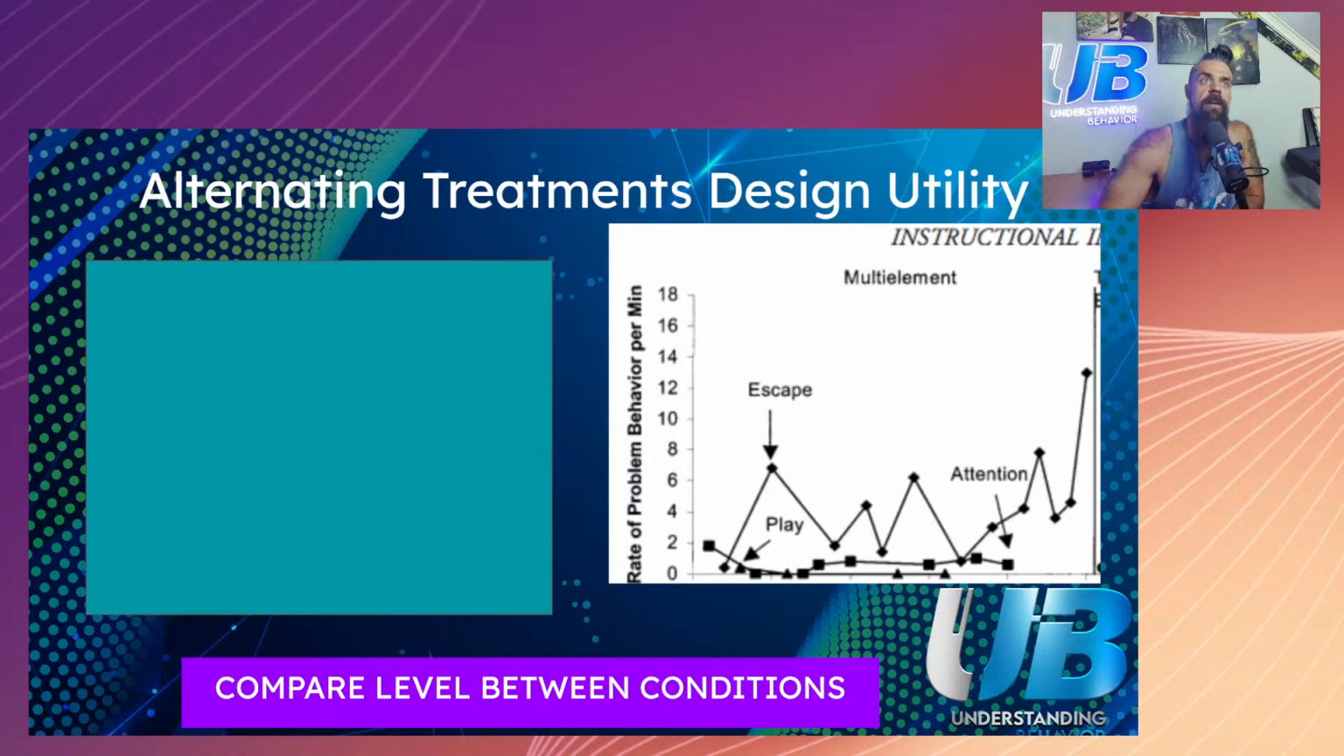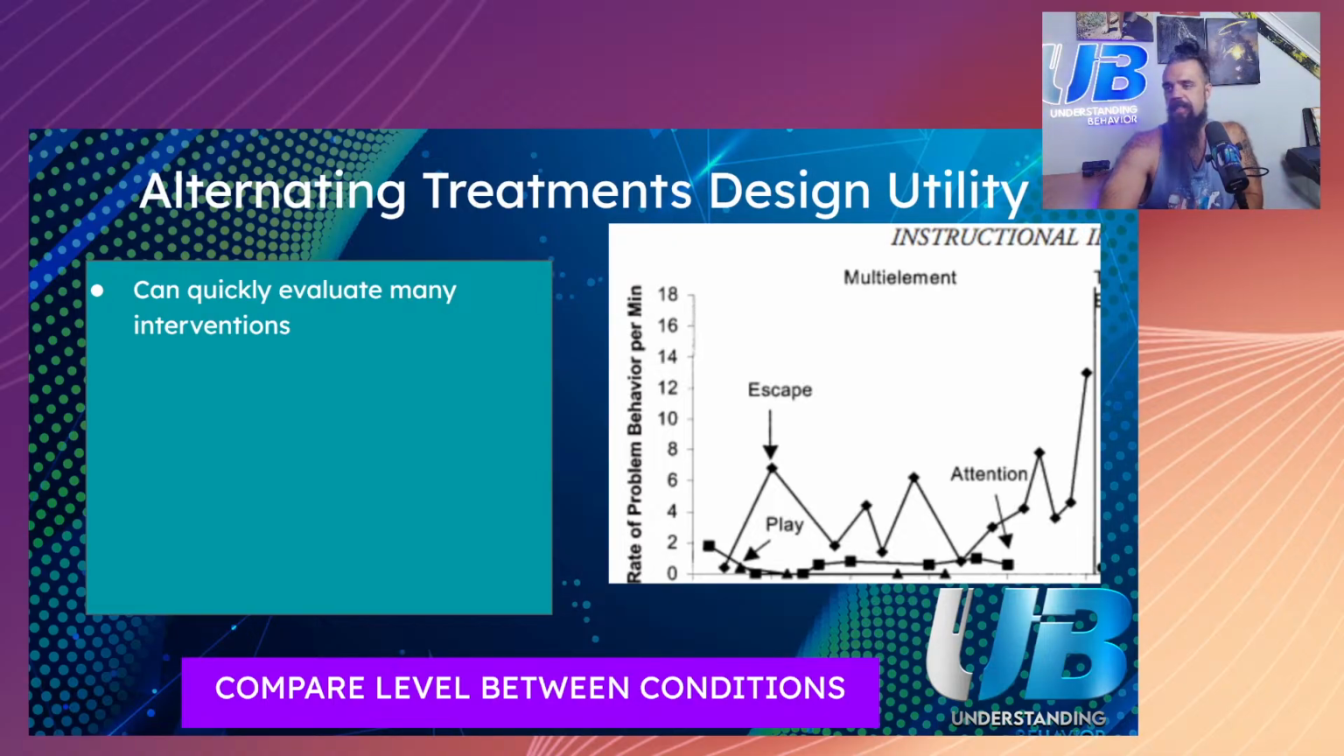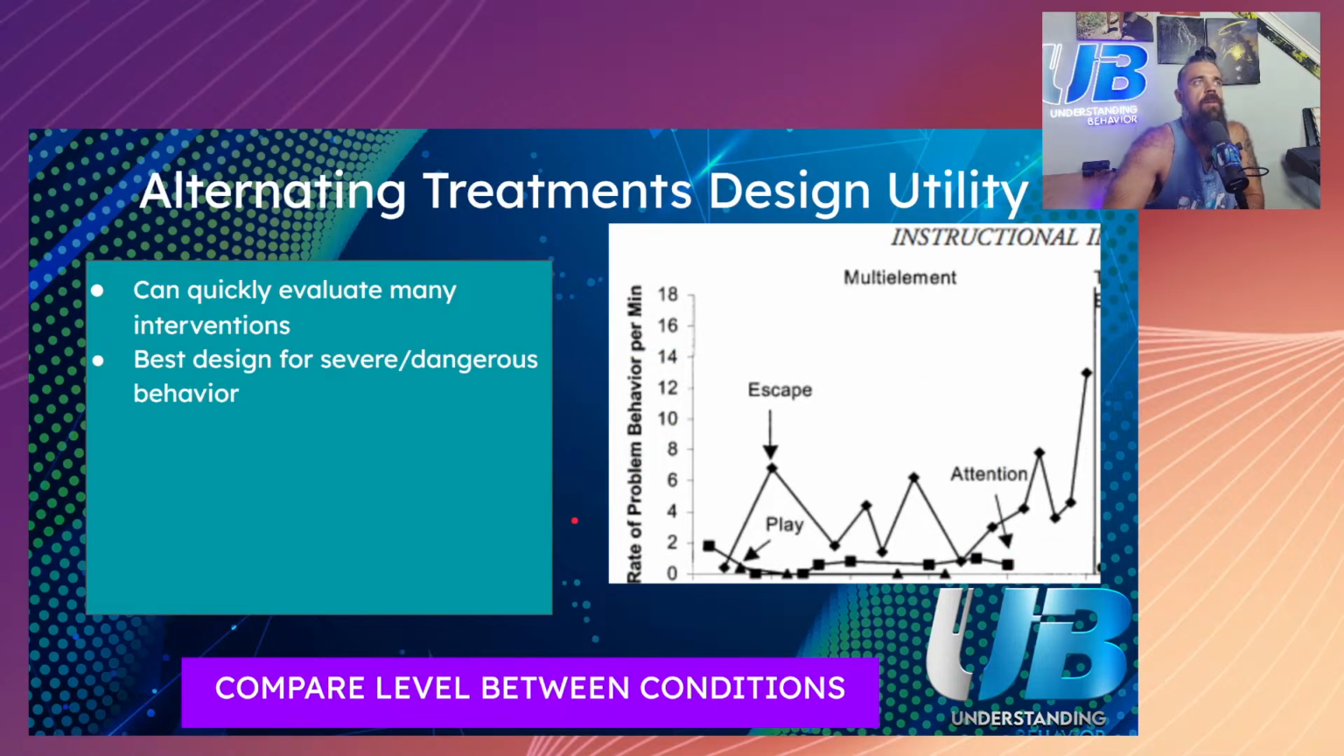For our alternating treatments designs, let's talk about the utility behind them. So they're used to quickly evaluate many different interventions. It's kind of the best use for this. So in this one, we had 3 different conditions, and we could very quickly evaluate which one is having the greatest effect on the behavior. This is also the best design to use for severe and dangerous behavior. There's a couple reasons for that. So we'll relate them back to the features of the design.